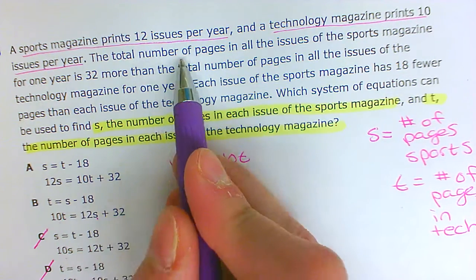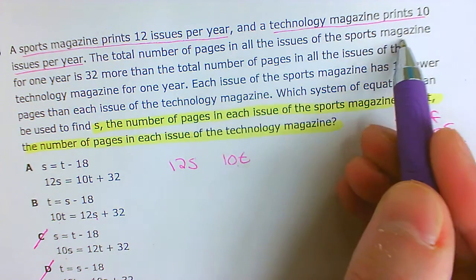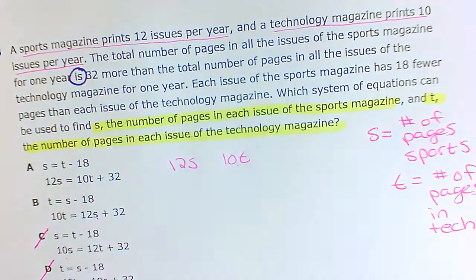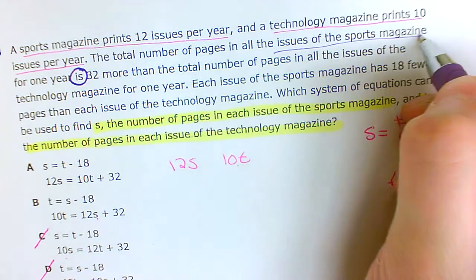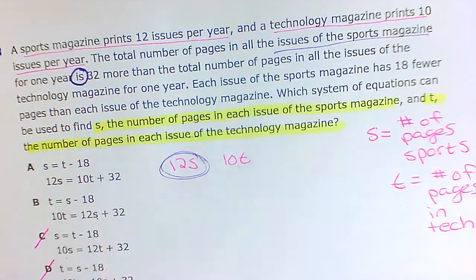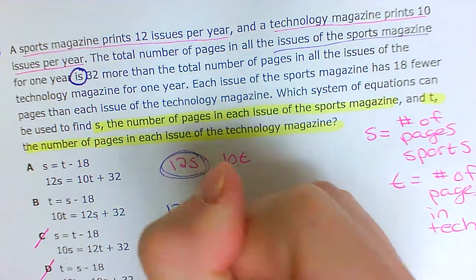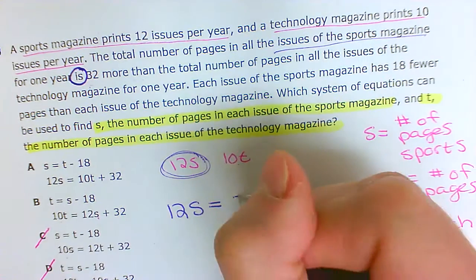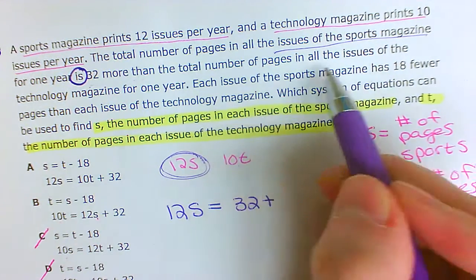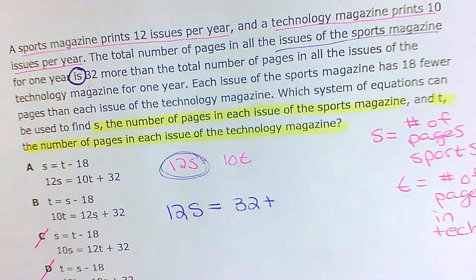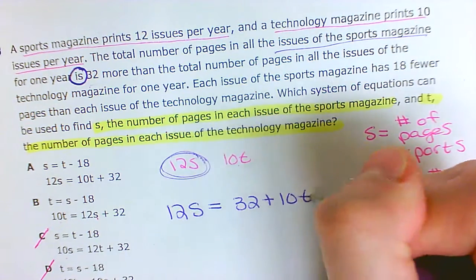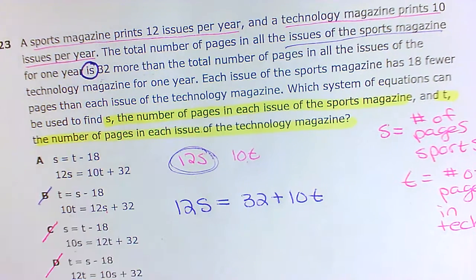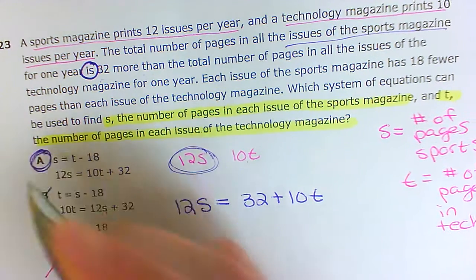They said the total number of pages in all of the issues of the sports magazines for 1 year is. That's my equals word. So I know that the issues of the sports magazine, which there's 12 issues of that, 12 issues of sports magazines are equal to 32 more than, so I'm adding 32 to however many issues of the technology magazine that we have, so plus 10T. So I'm looking at my answer choices. That gets rid of B, and that leaves me with answer choice A.